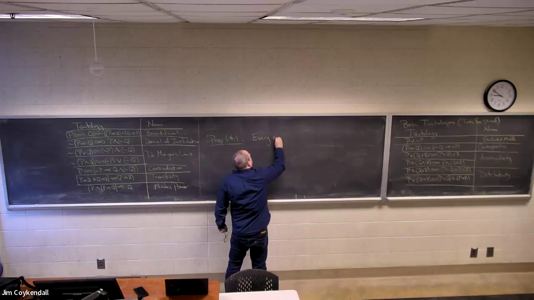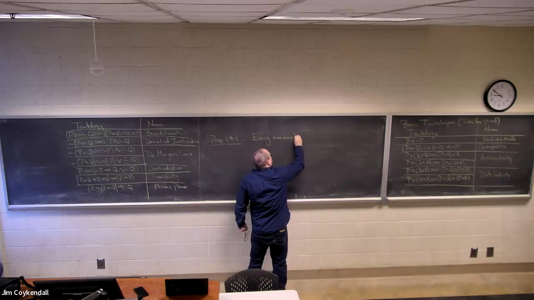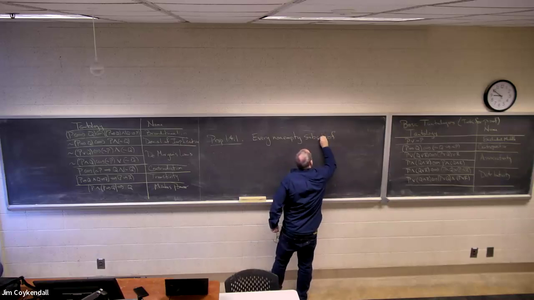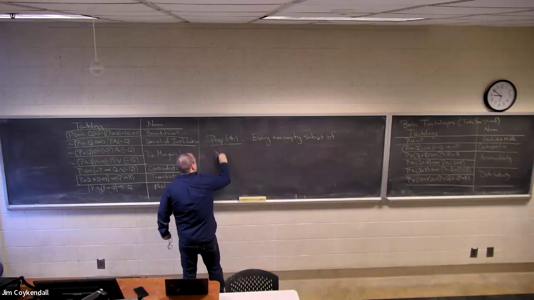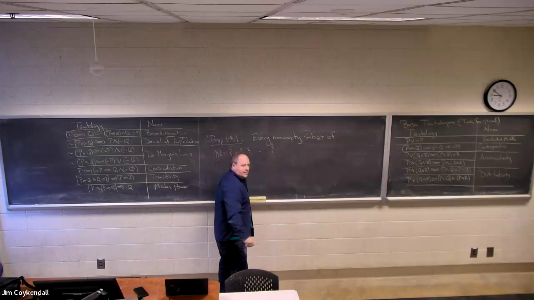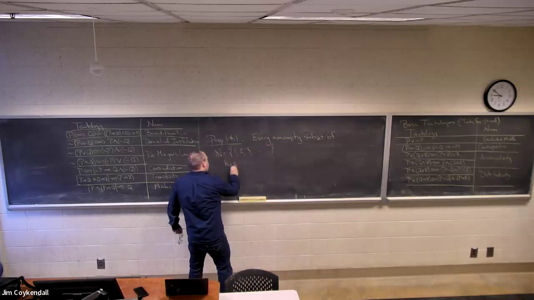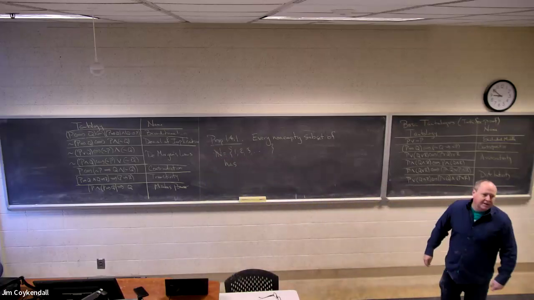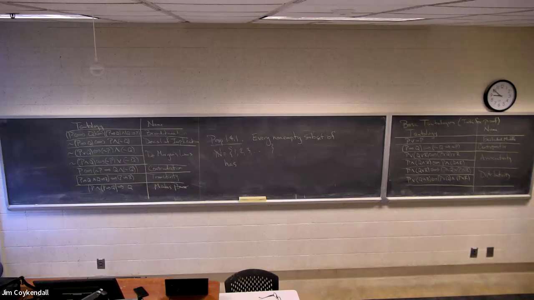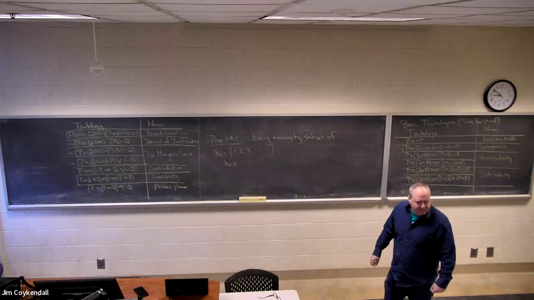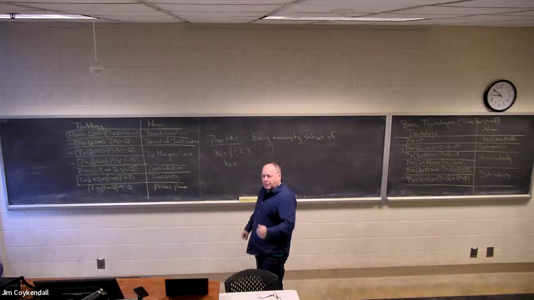Every non-empty subset of the natural numbers has a least element. Does anybody know, this is one of the most important theorems in the basics. If I have any subset of the natural numbers that I want, any subset that has at least one element, anybody know what's special about that set? This will probably appear again.